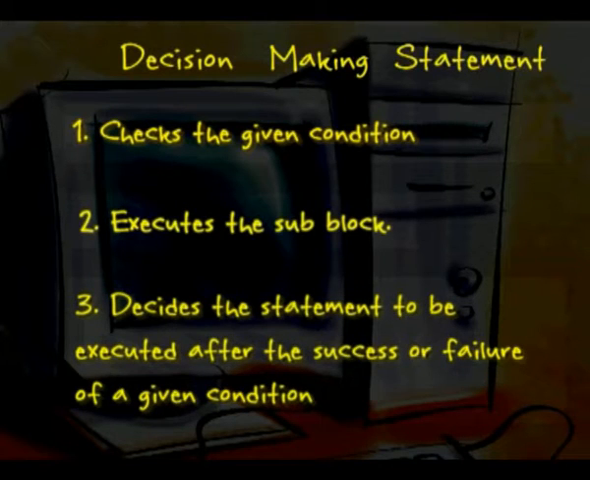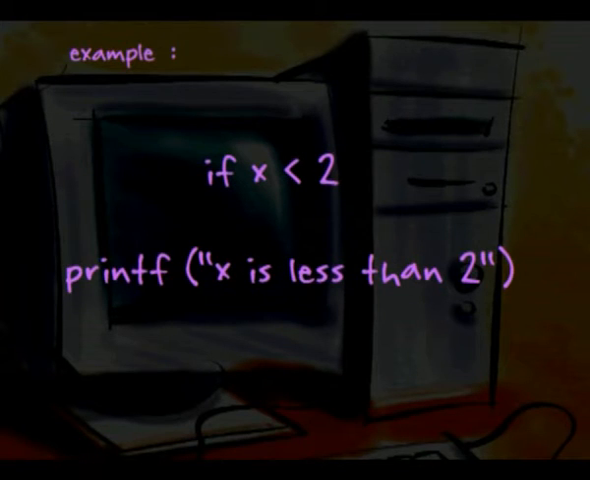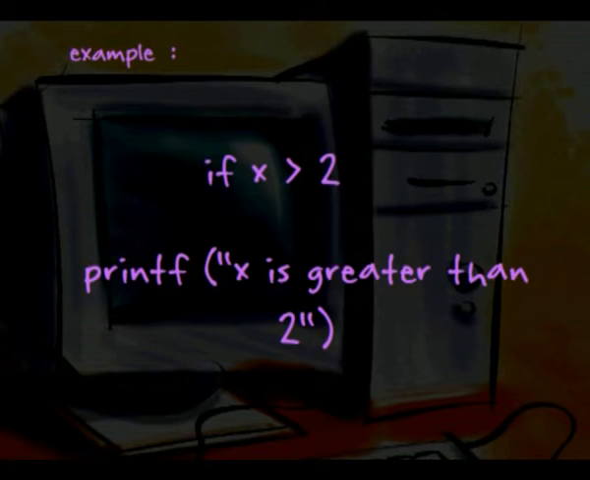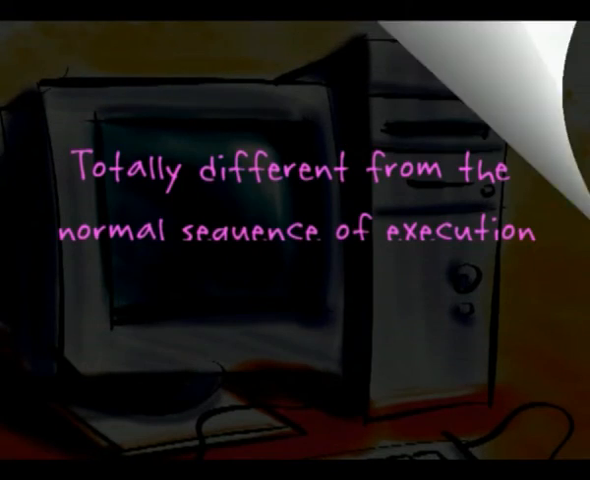So the decision making statements decide the statement that is to be executed based on the success or failure of the particular test condition. For example, if the value x is less than 2, then we have to do a set of statements, and if it is greater than 2, then another set of statements. So based on the condition, the particular set of statements are executed in the C program.